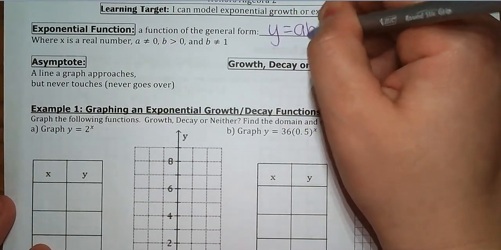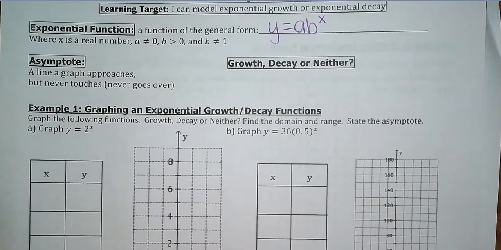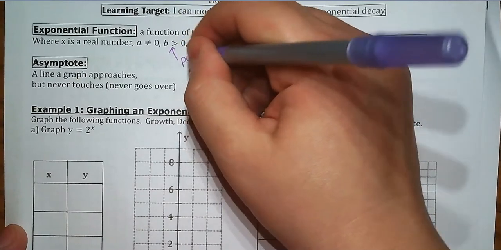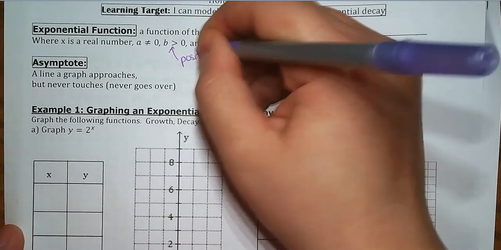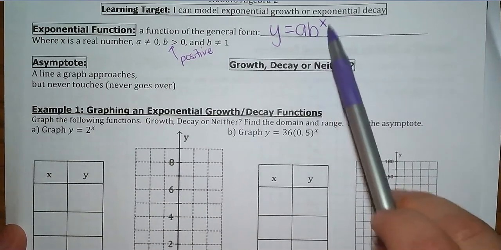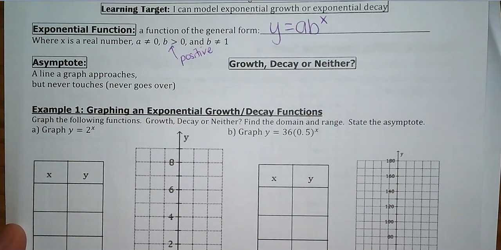Y equals ab to the x. And x has to be a real number, so nothing imaginary. A can't be 0, because if it was, there wouldn't be an equation. B has to be greater than 0, so this just means B is positive. And B can't be equal to 1, because if it was, we'd have 1, and the x value would change to different powers, but 1 to any power is going to stay 1. So that's why B can't be 1.